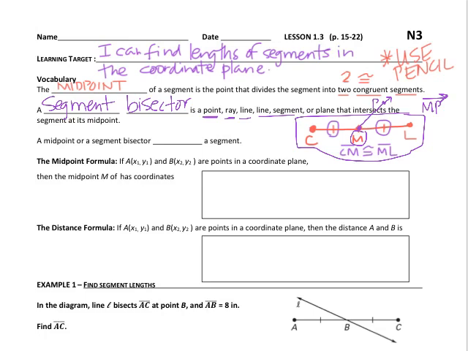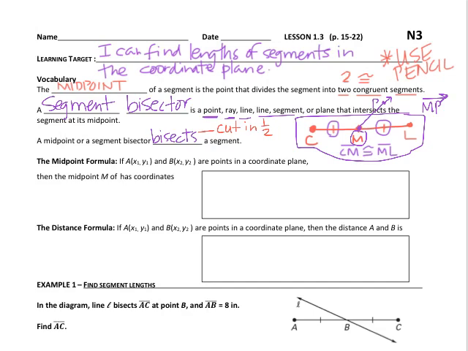A midpoint or a segment bisector bisects, and that just means to cut in half. So the word bisects means cut in half. And that's an important one to remember. We're going to be using that for the rest of the semester.